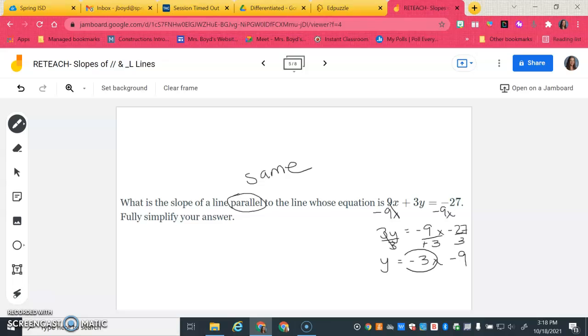And again, I want to focus on the slope. So now my slope is negative 3, which means my new slope is going to be negative 3. They're going to be the same. We have the exact same slope.